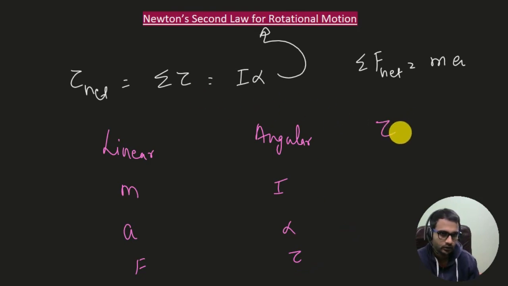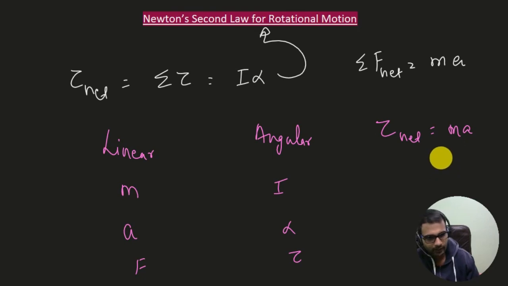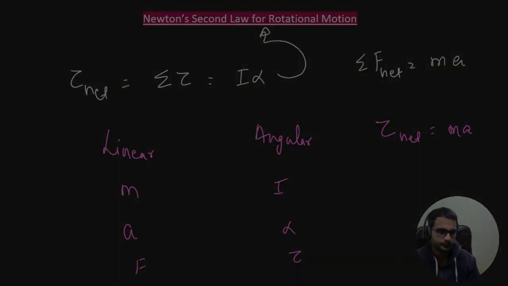And thus your net torque is mass times acceleration. So this is all analogous to each other. Now let's take a few examples on this formula.